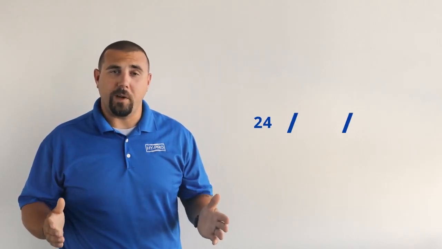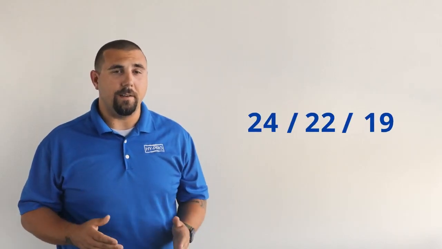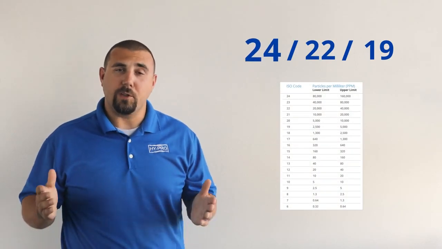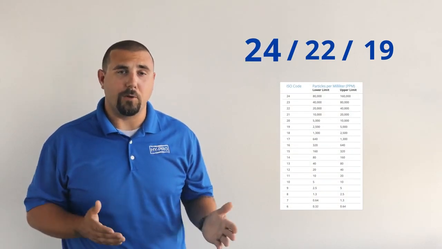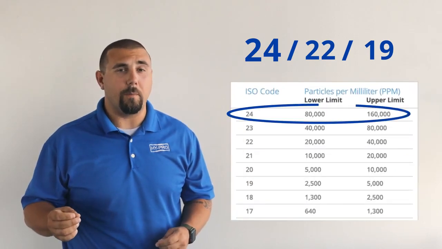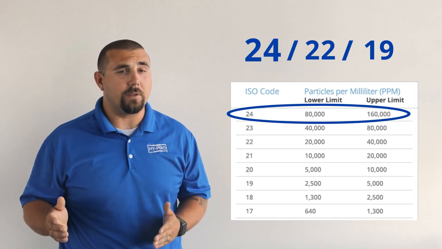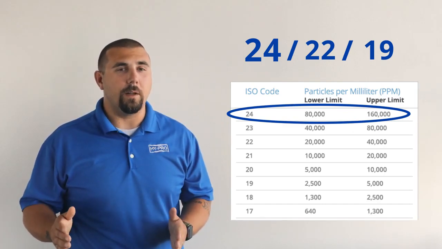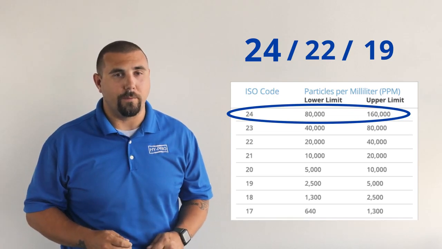So, let's take a look back at our example ISO code of 24, 22, and 19 and see what it means. Our first number, 24, represents all particles that are 4 micron and larger. And by using our reference chart, we are able to see the code 24 means that there is between 80,000 and 160,000 particles of contamination per milliliter at the 4 micron size and larger.